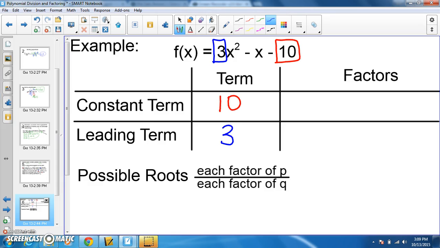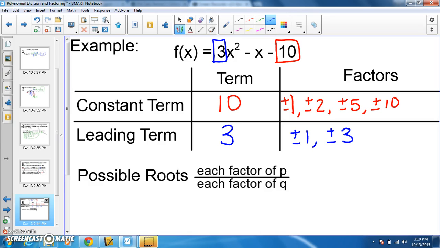We're going to find the factors of both 10 and 3. So the factors of 10 are positive and negative 1, positive and negative 2, positive and negative 5, and positive and negative 10. Then the factors of 3 are positive and negative 1, and positive and negative 3.